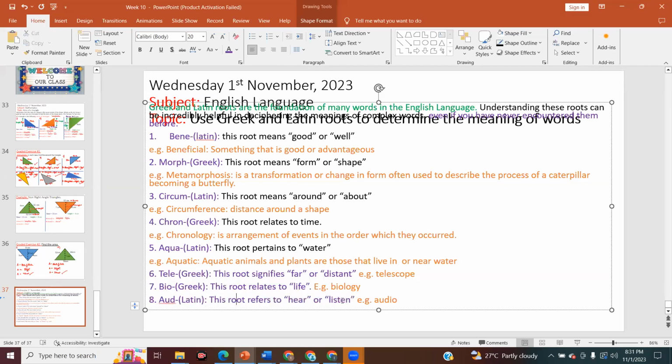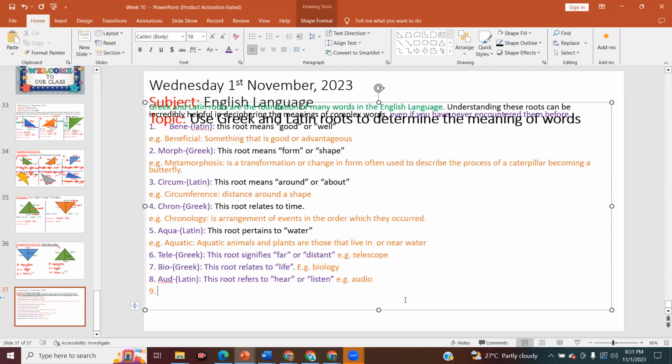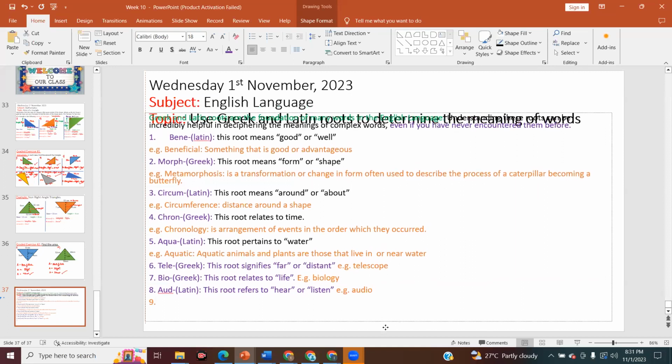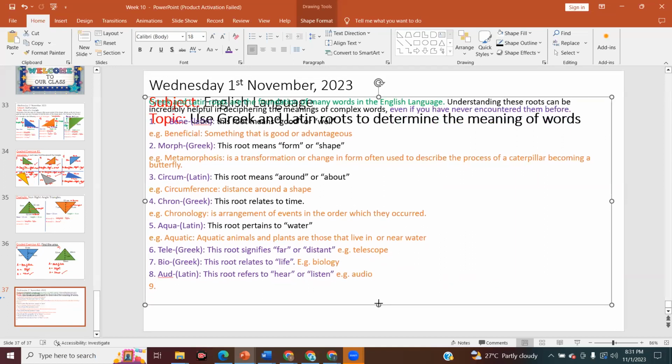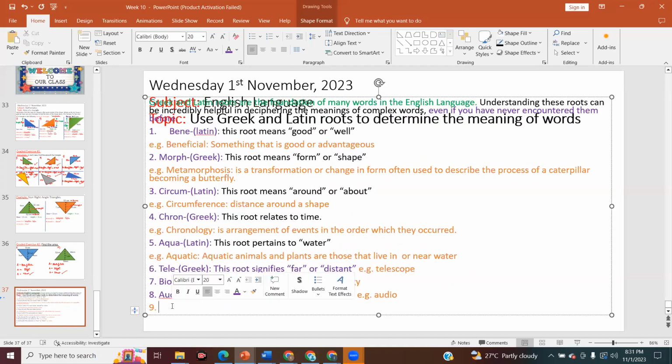Coming down to the last 2. Number 9. Oh, tear. This is also Latin. Terrifying. Terrific. Terrorist. Terrible. Terrorist. Okay.